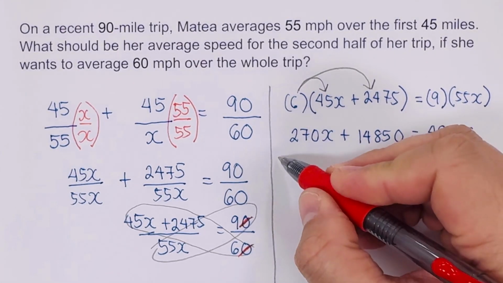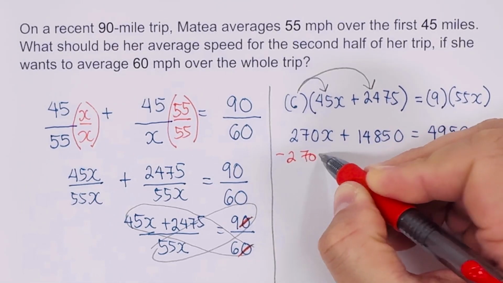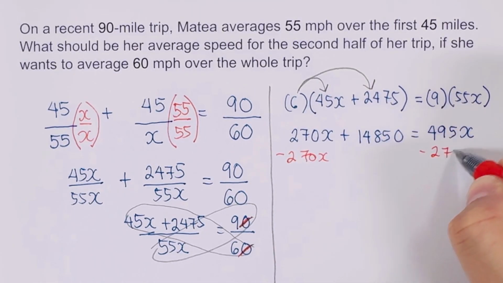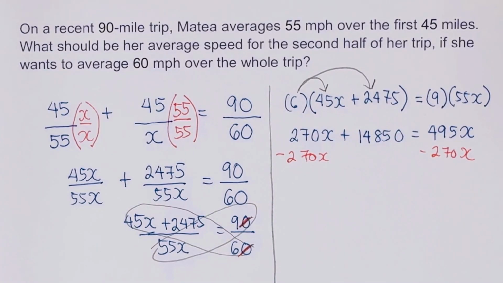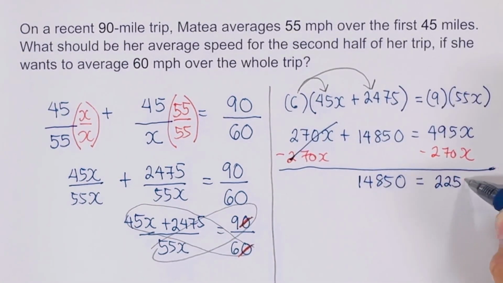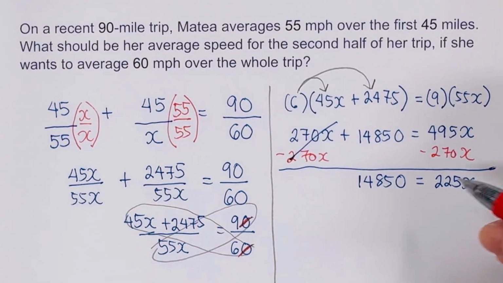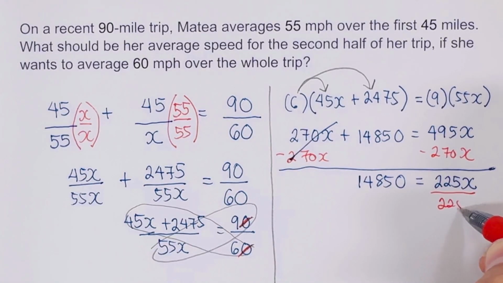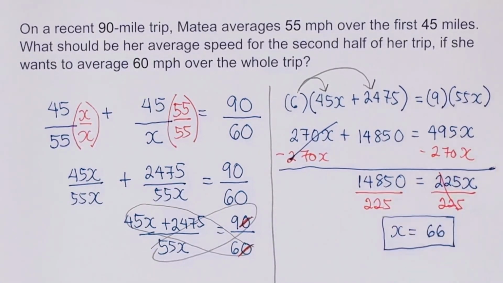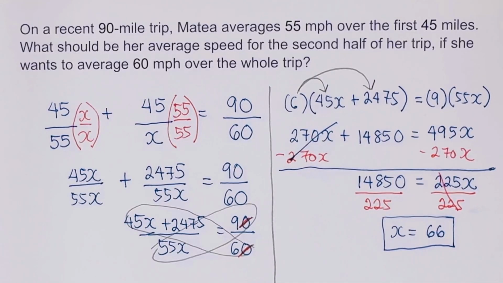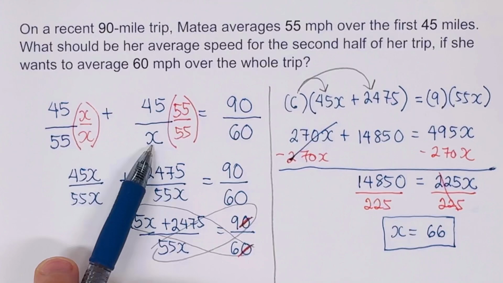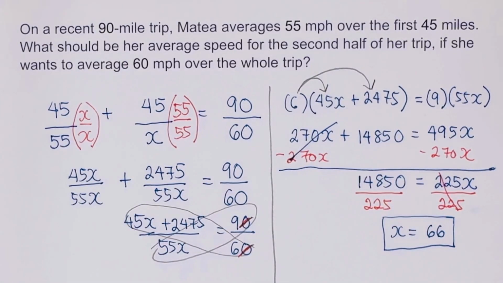So what we do is we're going to solve for x, where we're going to group like terms. So I'm going to subtract 270x on both sides, minus 270x. So our equation would come out. We want x by itself, so we're dividing 225 from both sides. So the average speed of Matea on the second half of the trip is 66 miles per hour. So that is how we solve this classic word problem.